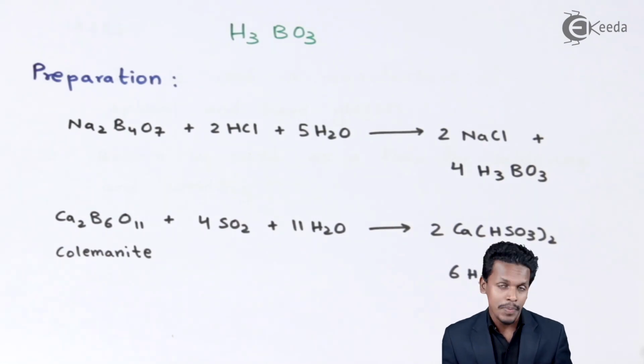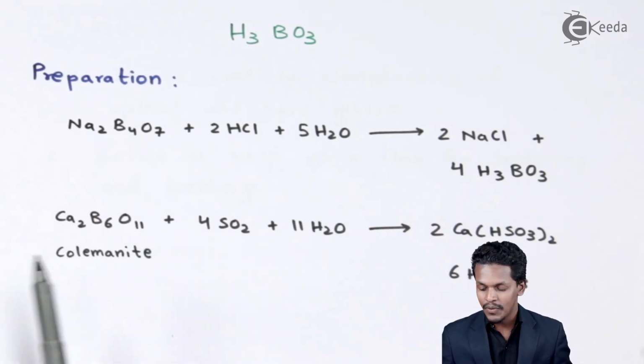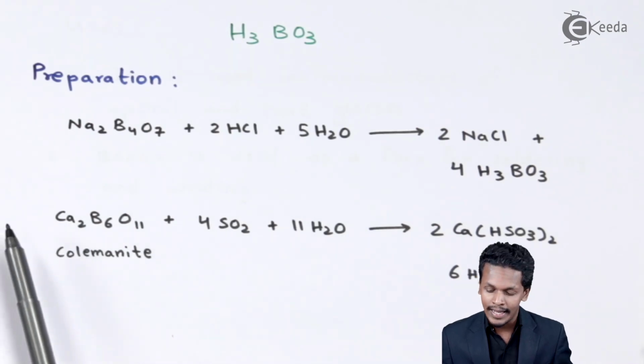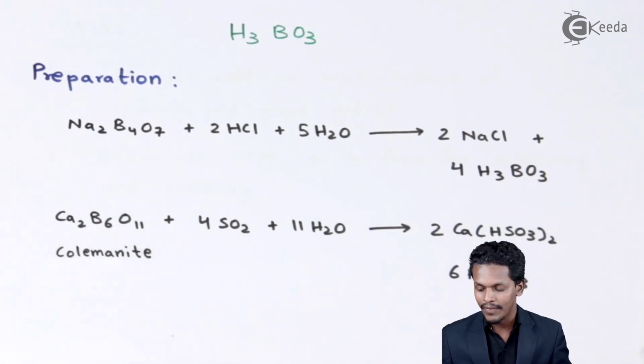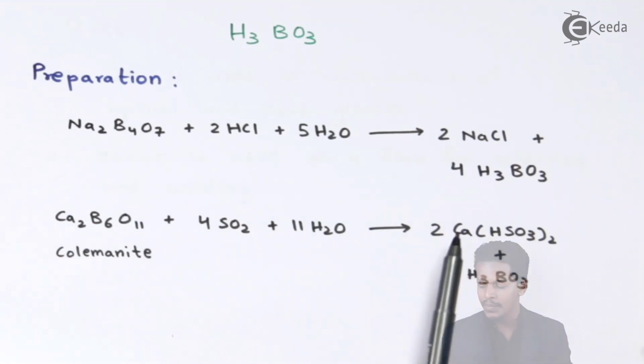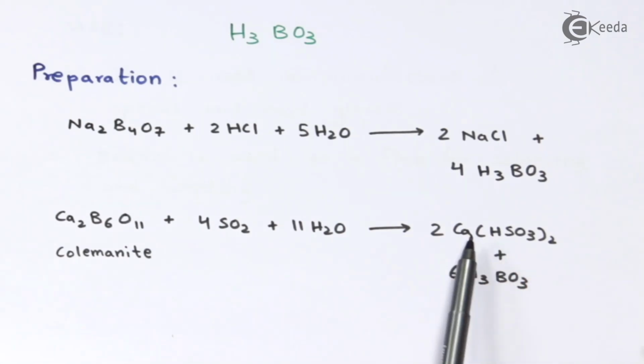But there are also various methods to prepare orthoboric acid, and this one is as follows, where we have used colemanite, a mineral which consists of calcium as well as boron, that is Ca2B6O11. Whenever it is treated with 4 moles of SO2, that is sulfur dioxide, along with water, then the product that we obtain is calcium hydrogen sulfite, that is Ca(HSO3)2, along with orthoboric acid, that is 6 moles of H3BO3. So this is how we can prepare orthoboric acid.